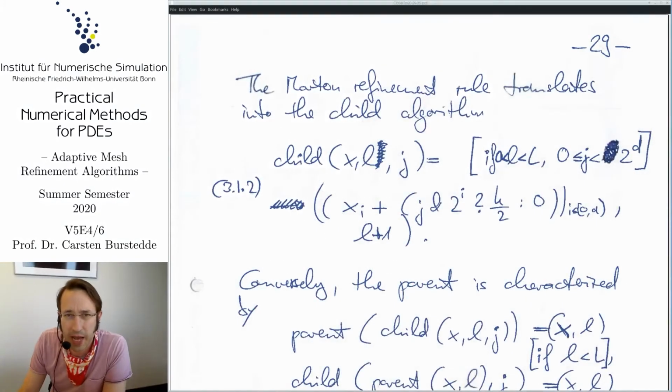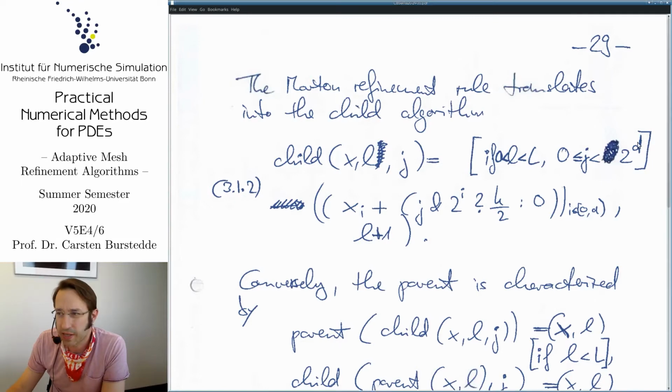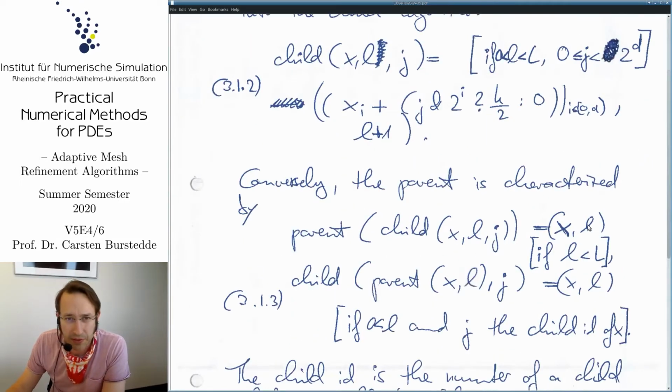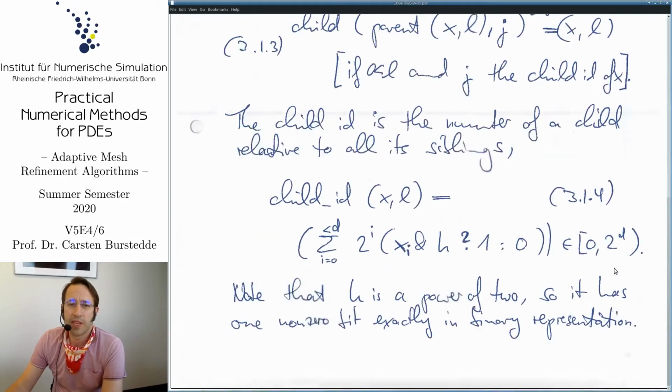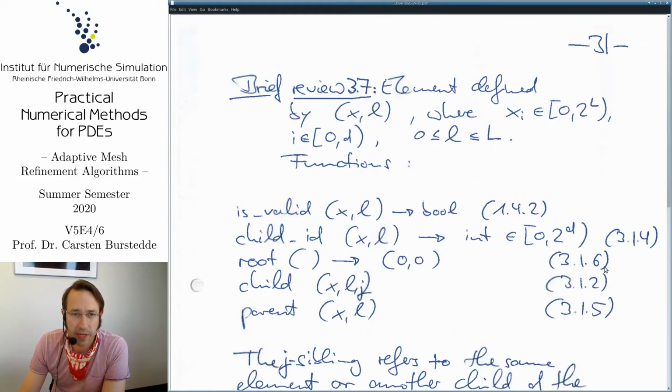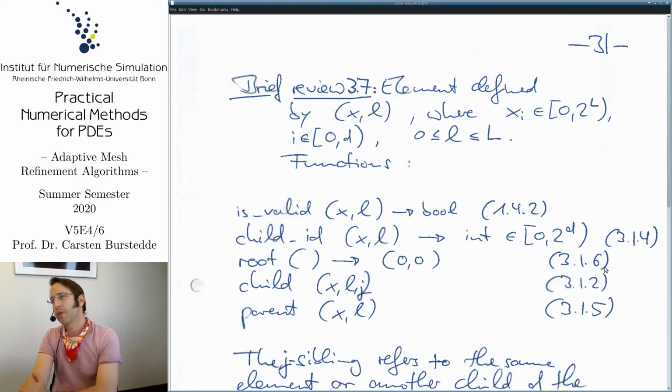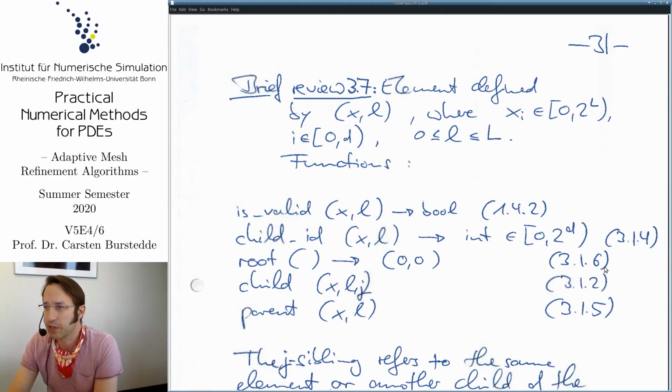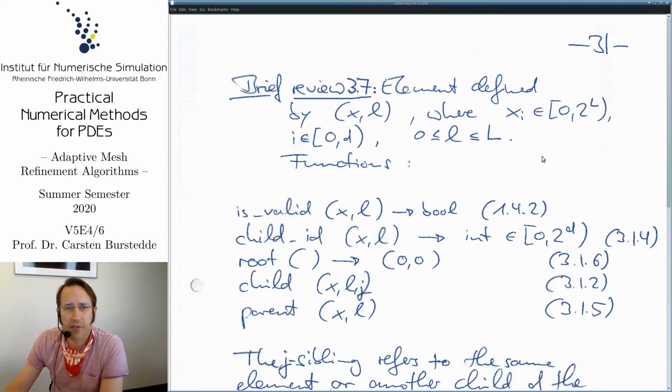Page 29 is just there because I had forgotten to write X and L here. This is a typo that has been fixed in the latest PDF files that are uploaded. This was already done the lecture before, and where we began this week was page 31 with a brief review of all the element algorithms that we had already.